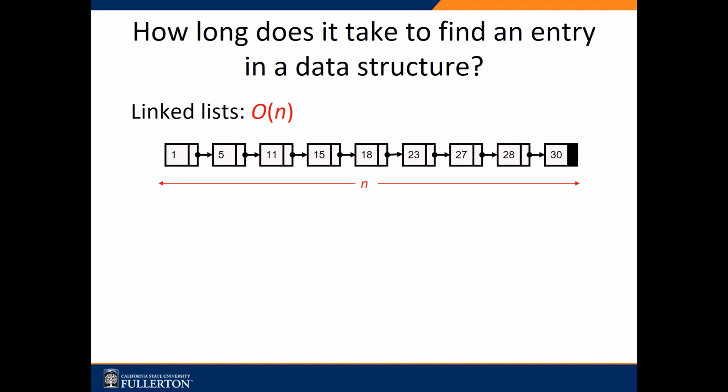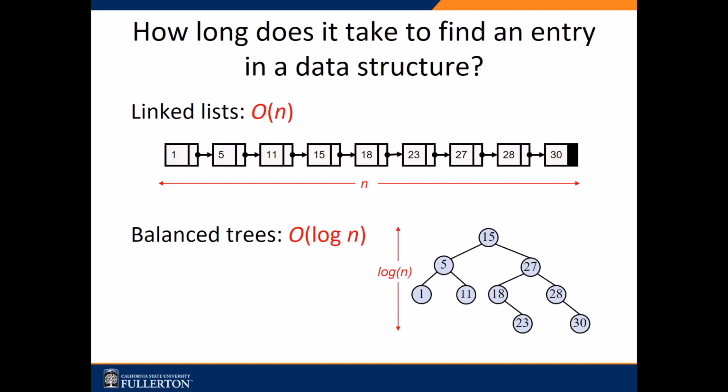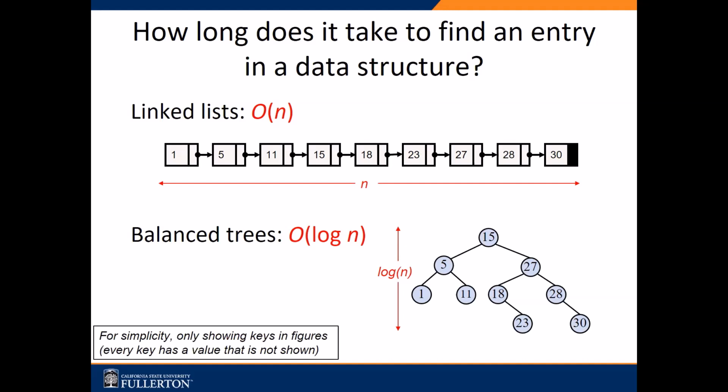Here, n refers to the number of elements already in the data structure. A better approach is to use balanced trees or the ordered map, in which case the worst case time to look up an element is much smaller, only O of log n. The reason is because you don't have to look at every element in the tree, only at the elements along one path from the root to a leaf. By the way, in all these pictures, I'm showing only the keys. You have to remember that every key also has an associated value, which I've just not shown here, just to keep the figures simple.